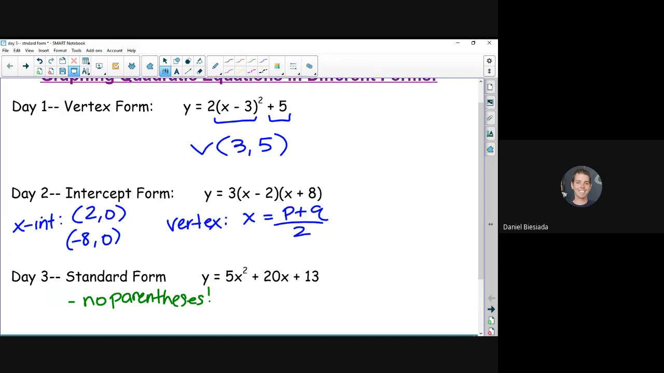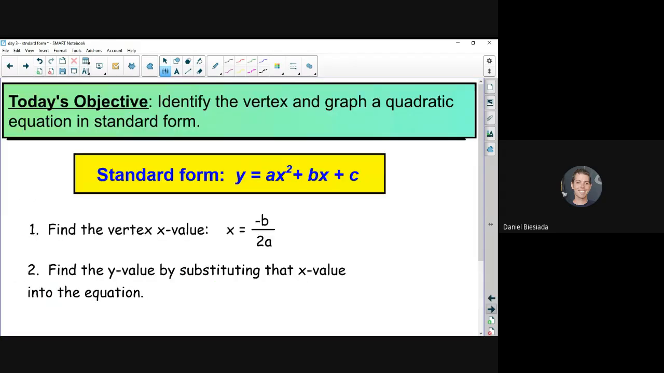And especially given that our goal is to find the vertex, it means we're going to have to work a little bit harder. Fortunately, when we're in standard form, there is a formula to use there as well. And that's going to be today's objective, finding the vertex and graphing an equation in standard form.